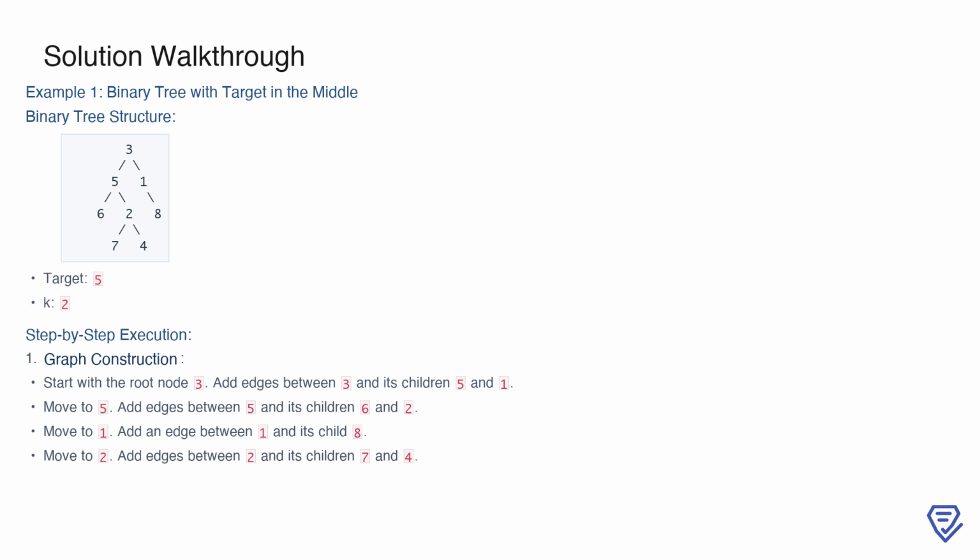The tree is shown here, and our target node is 5, with k equal to 2. We will transform this tree into a graph using an adjacency list. Starting with the root node 3, we add edges between 3 and its children, 5 and 1. Next, we move to node 5 and add edges between 5 and its children, 6 and 2. Similarly, for node 1, we add an edge between 1 and its child, 8. Finally, for node 2, we add edges between 2 and its children, 7 and 4. This step ensures that every node is connected to its neighbors, creating an undirected graph representation of the tree.